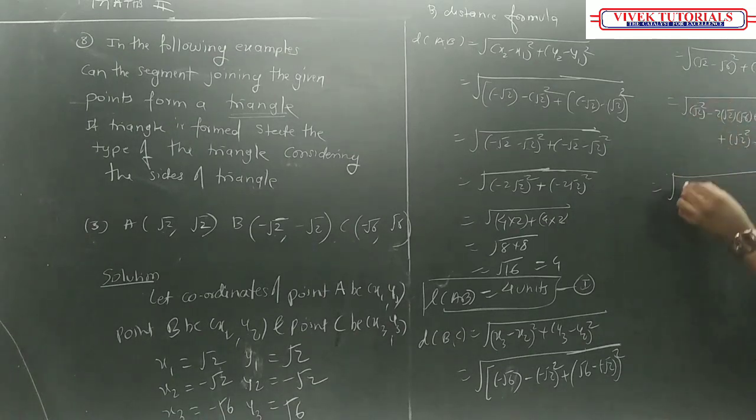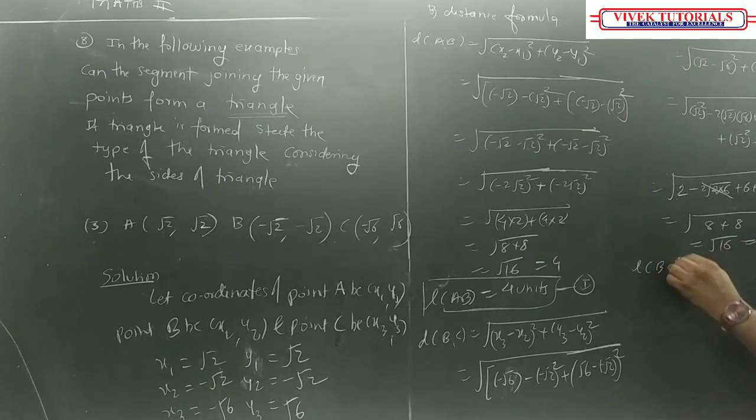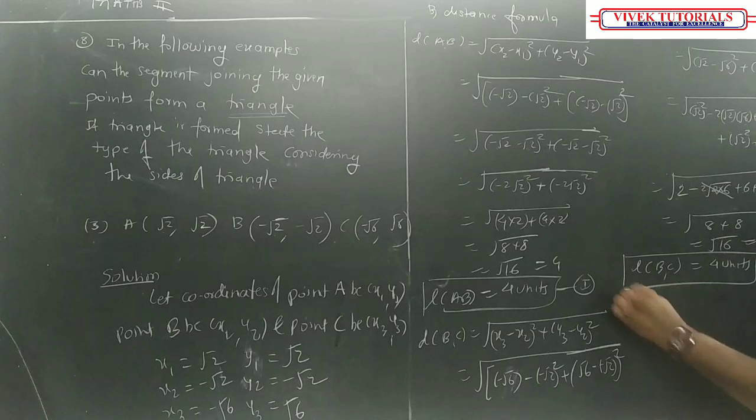So we are getting root 2 square is 2 minus 2 into root 12 plus 6 plus 2 plus 2 into root 12 plus 6, but here it gets cancelled. So what we are getting is 2 plus 6 is 8, 2 plus 6 is 8, root 16 is equal to 4. So length BC is equal to 4 units, equation 2. So we got two lengths equal. Now we have to find out distance AC.